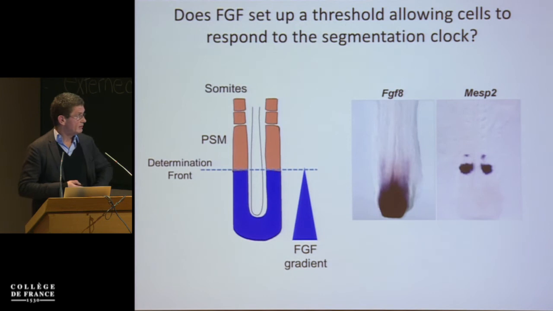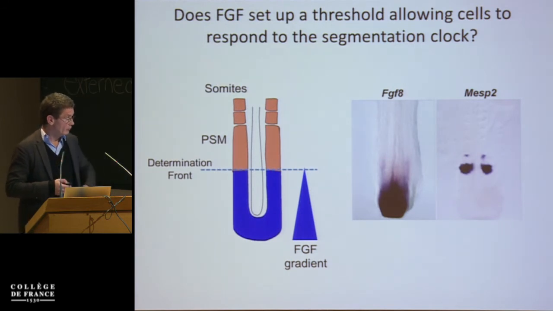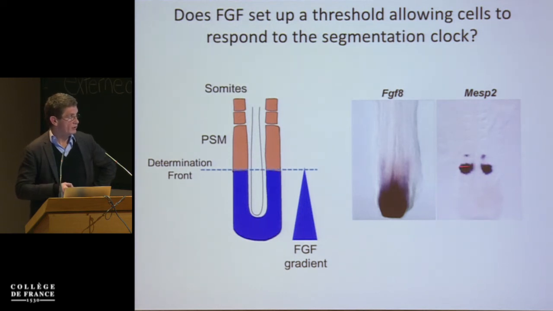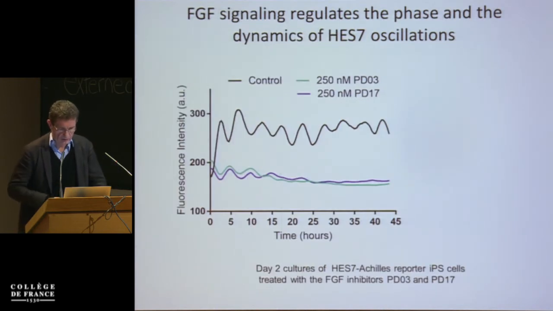So then she started to use the system to address a few questions that were difficult to tackle in the embryo. And one of the questions that she addressed is about the role of the FGF gradient on the oscillations. So I told you that the main idea was that the FGF gradient serves to establish a threshold at which the cells become competent to respond to the clock and activate these genes like MES2 and stop oscillating. So what she did was to look at the effect of inhibiting FGF signaling on the oscillations.